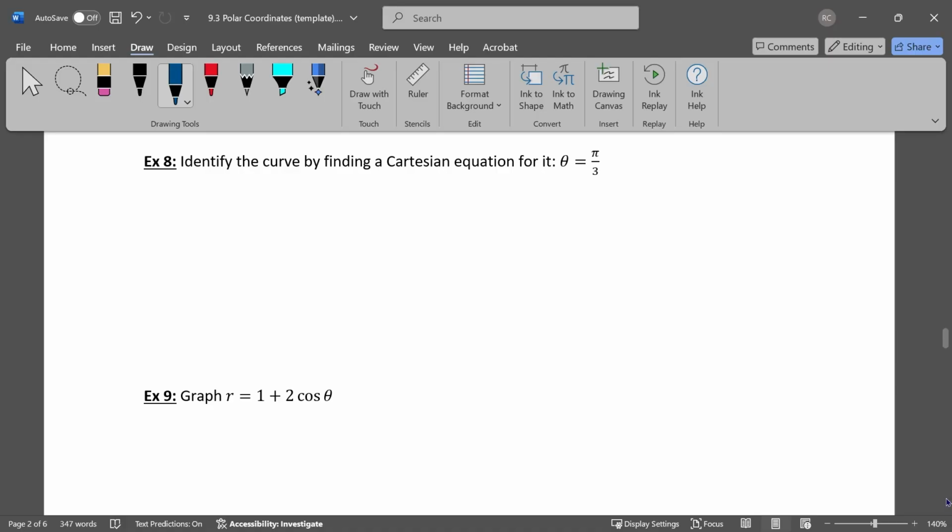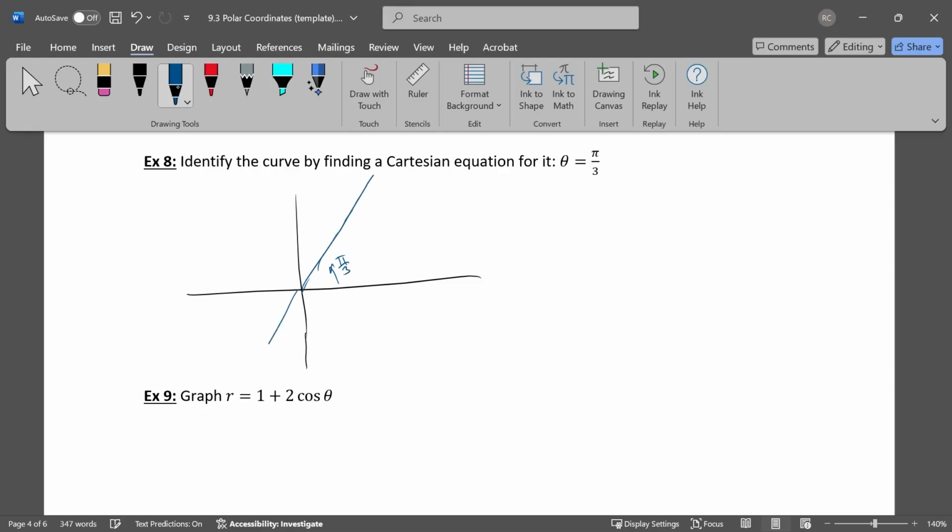Okay, example 8. Identify the curve by finding a Cartesian equation for it. Okay, so we've got theta is pi over 3. Now I could try to work through some process to figure out what this curve is and substitute and so on, or I can draw the angle pi over 3.